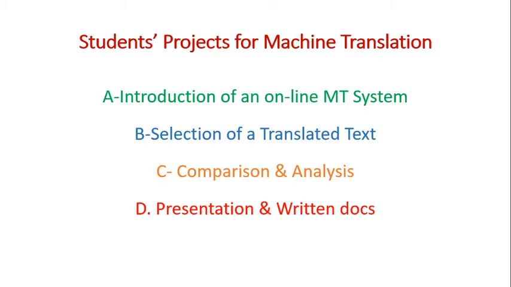In this part of the presentation we have A, B, C and D. In A, of course, the introduction of an online MT system. B, selection of a translated text. And C is the comparison and analysis. And then D, I shall explain about the presentation and the written docs to be given to your teacher.